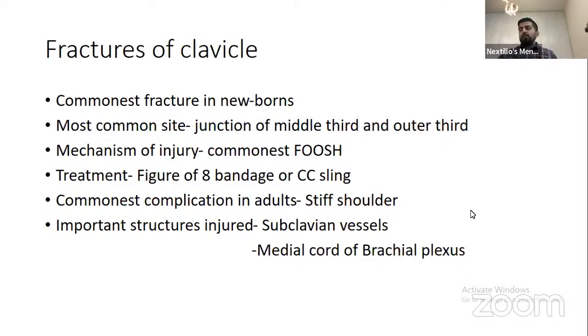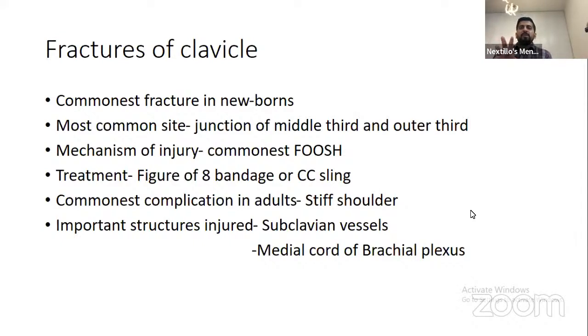So let's come on to the first fracture of the day, which is the clavicular fracture. What we are going to do is we are going to start from above and we are going to go down in the upper limb. Now, fractures of the clavicle are the commonest fractures in the newborns and even in children.